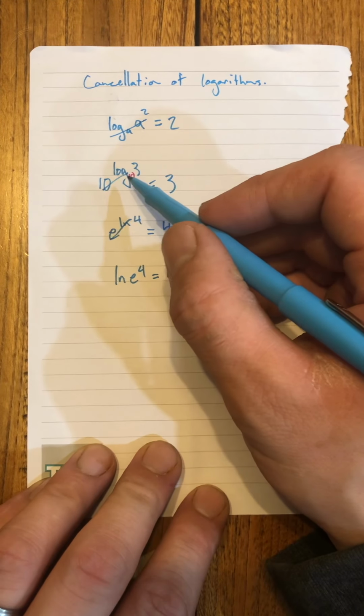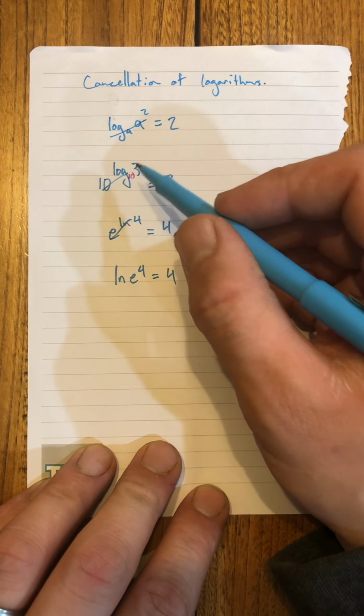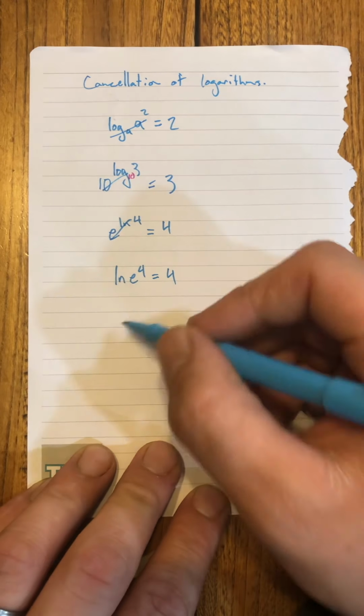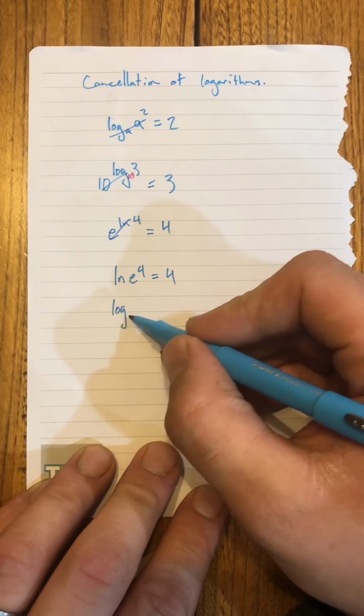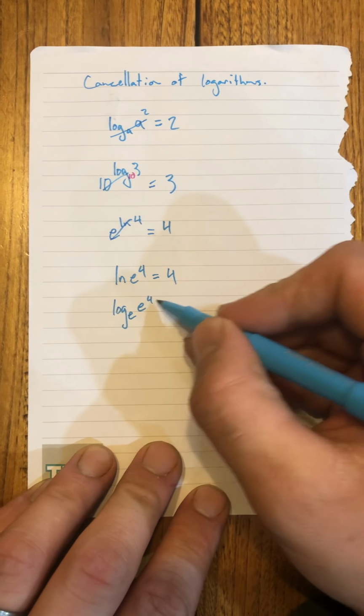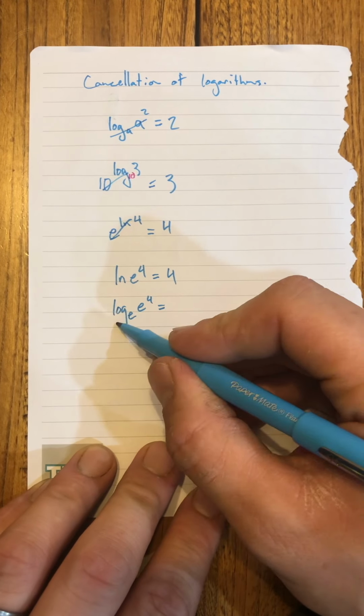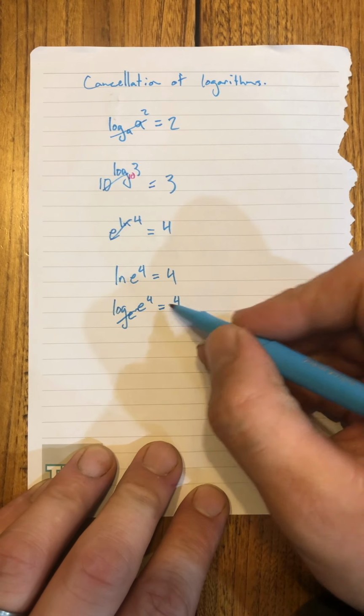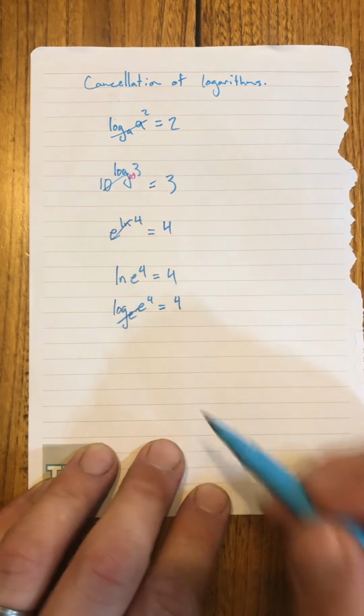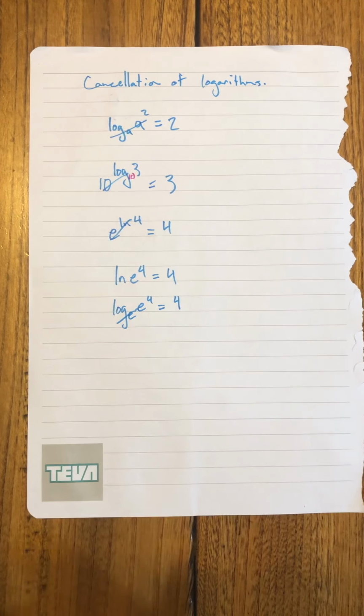Because just like a common logarithm has an assumed base of 10, a natural logarithm is really just this. And so that's why those would cancel and we would be left with 4. It's just a shorter way of writing that. And so that's a little video about the cancellation forms for logarithms.